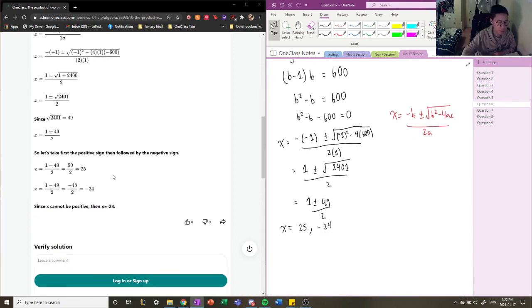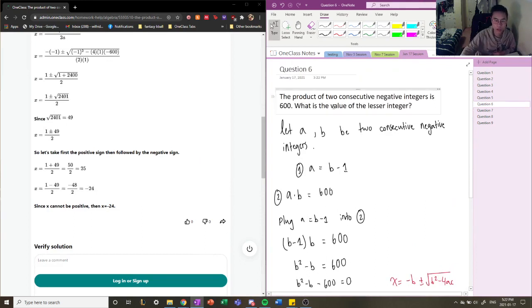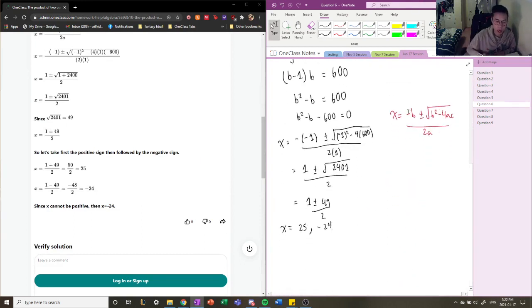Okay. So now that we have found the zeros that solve our quadratic function, we need to put them into the context of our question here. They're looking for two consecutive negative integers. And in our solutions here, we see that one of our answers is positive. So since x cannot be positive, x is equal to negative 24, or B is equal to negative 24, sorry, I should say that. So B is equal to negative 24.